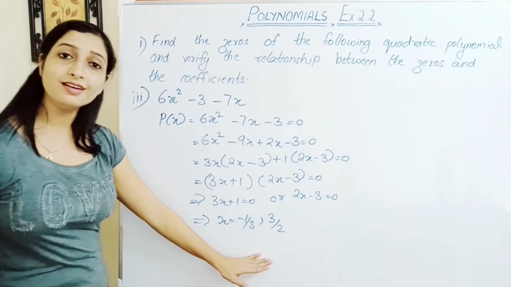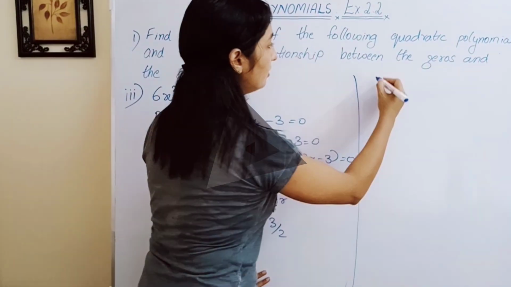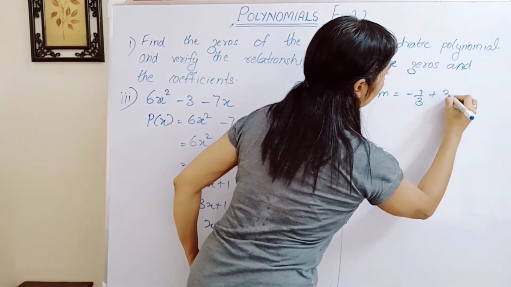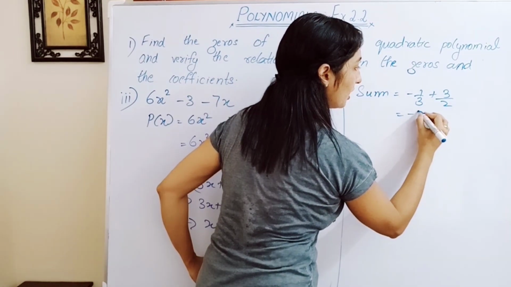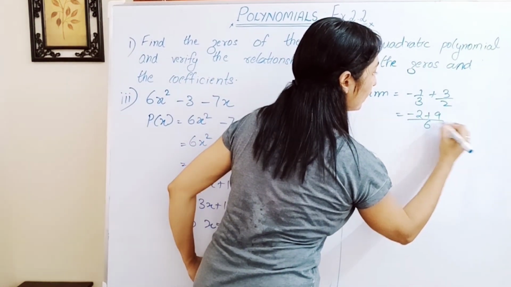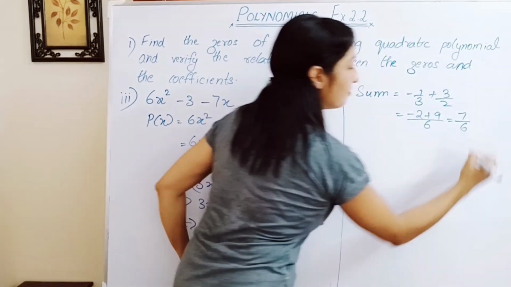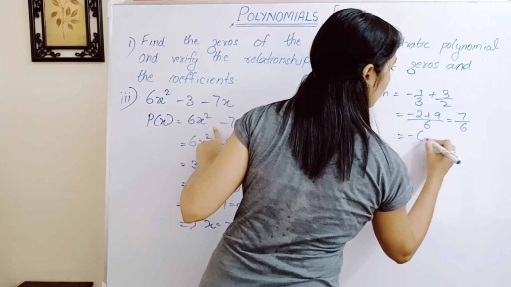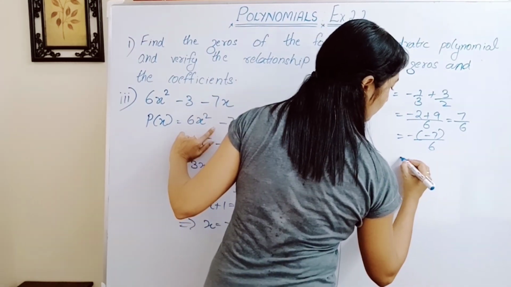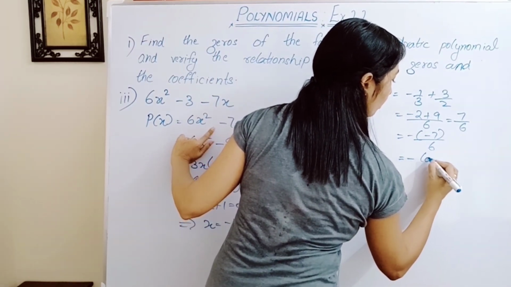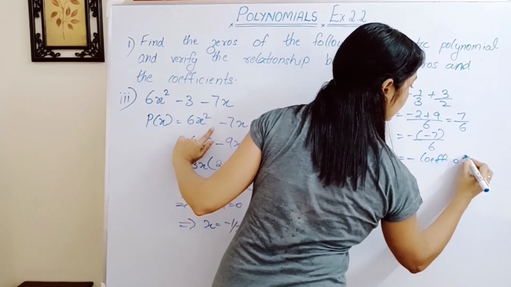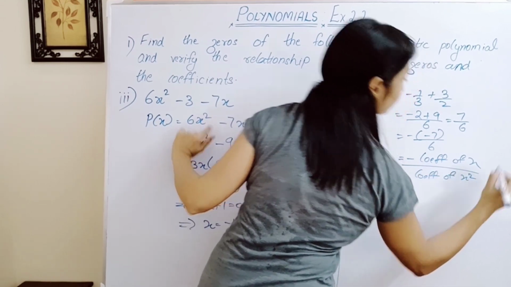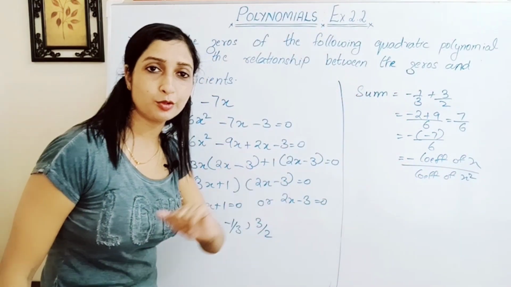So now let's find out the sum. We have already got our zeros. So what is our sum here? Sum is equal to minus 1 by 3 plus 3 by 2. After finding the LCM, you get minus 2 plus 9 by 6, which is equal to 7 by 6, which can be written as minus of minus 7 by 6, which is equal to minus of coefficient of x by coefficient of x square.